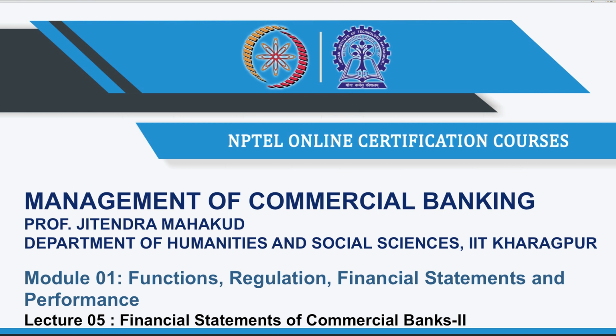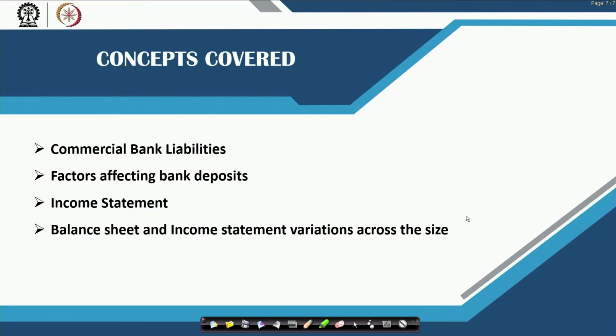So, after the discussion on the different assets of the commercial banks, we can start the discussion on the other aspects of the balance sheet, the other items in the balance sheet, as well as the other financial statement, that is the income statement that the commercial banks have. So, in the financial statement, whenever we talk about the balance sheet part, in the previous class we discussed the different assets which come under the balance sheet.